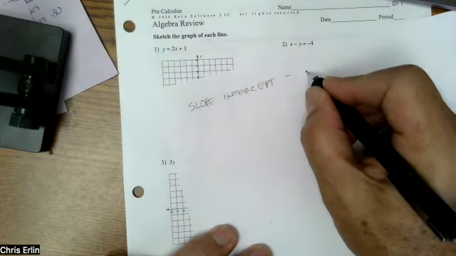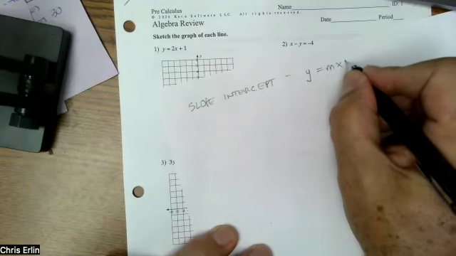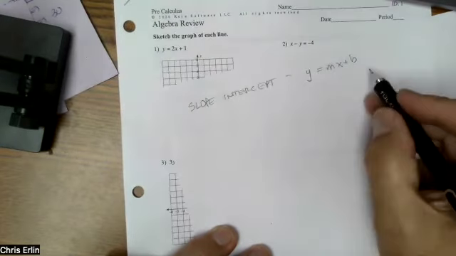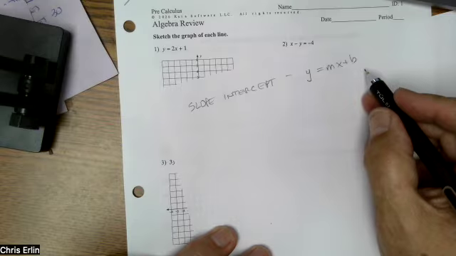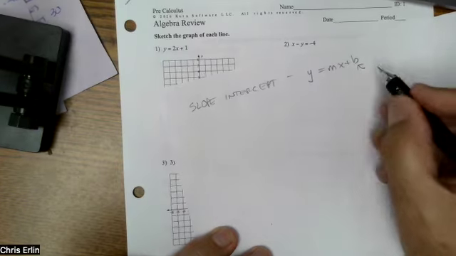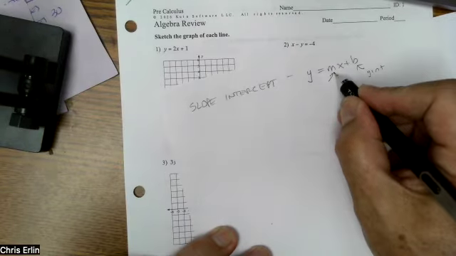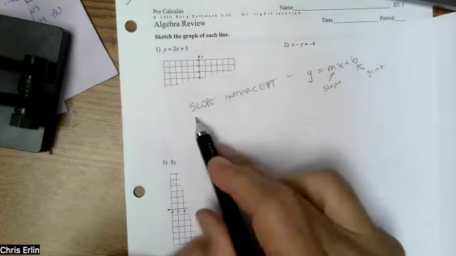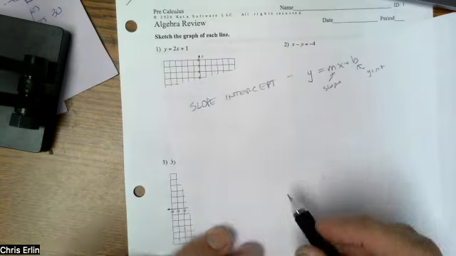You often think about that as y equals mx plus b. What's the b? The y-intercept, good. And what's the m? Slope, good. Thus, it's called slope-intercept.